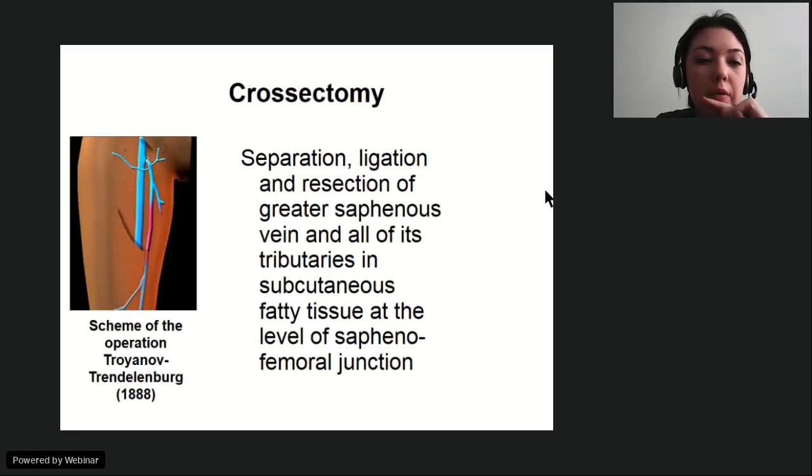So what are we doing? It is separation, ligation, and resection of the greater saphenous vein and all of its tributaries in the subcutaneous fatty tissue at the level of the saphenofemoral junction. So we find the greater saphenous vein, ligate and resect it, and all of its tributaries.